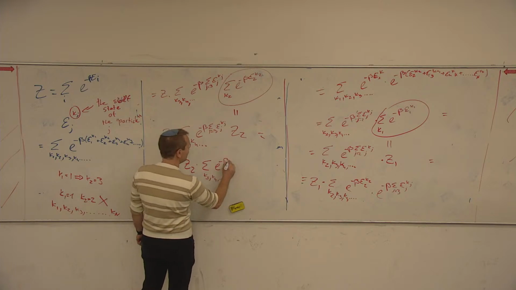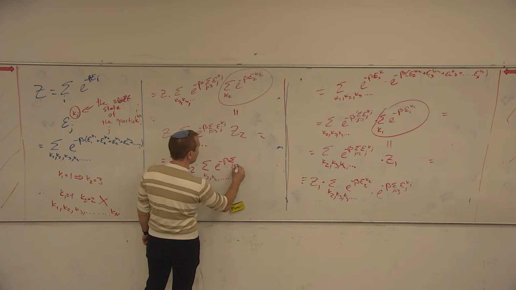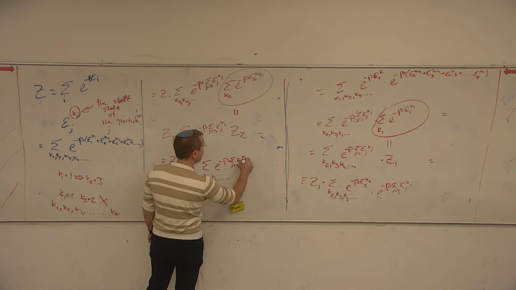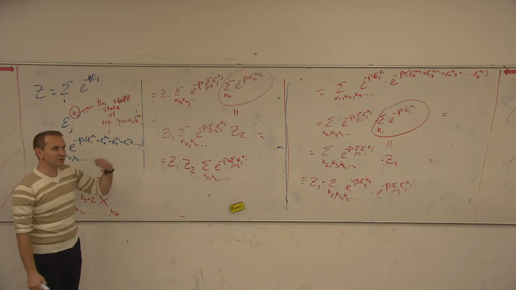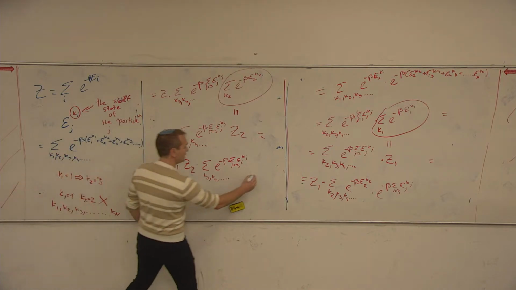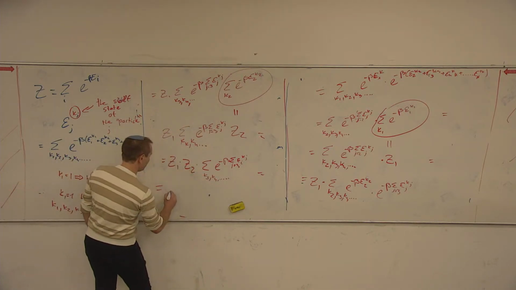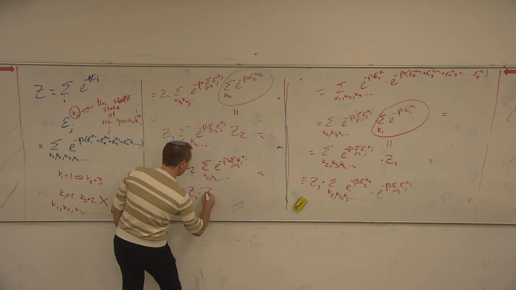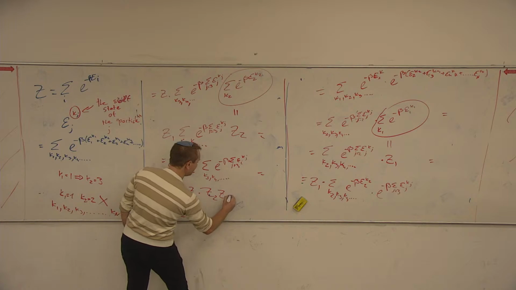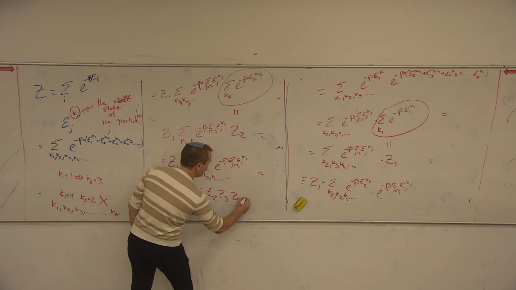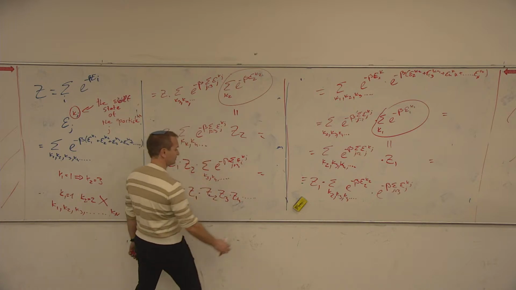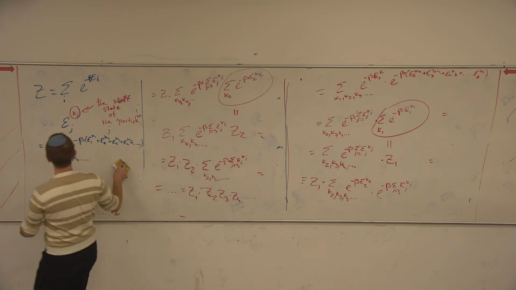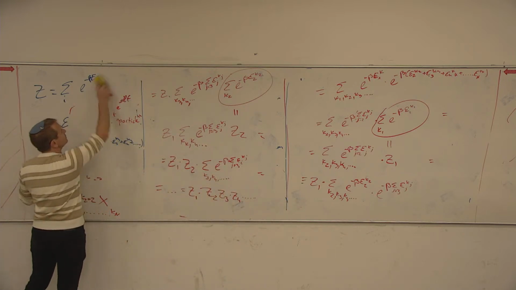e to the minus beta summation of j from 3 epsilon j kj. And I can continue this process on and on and on. Eventually what I'm getting to is z1 multiplied by z2 multiplied by z3 multiplied by z4, if they are equal, but they cannot, but sometimes they are not equal.